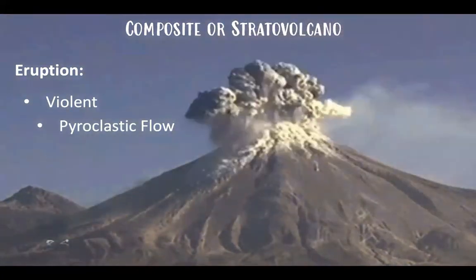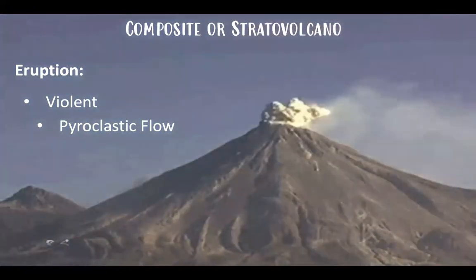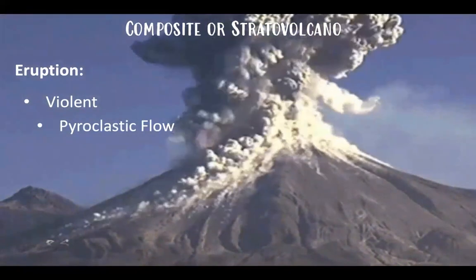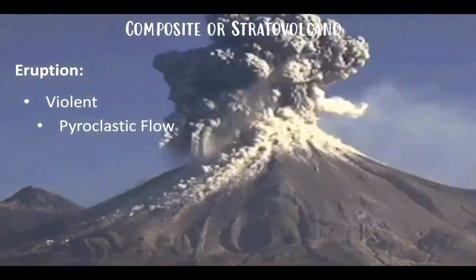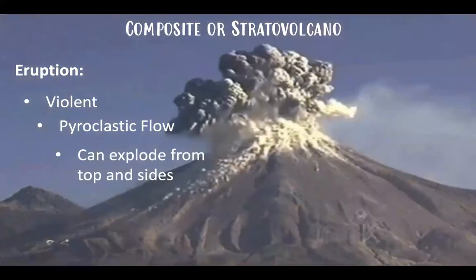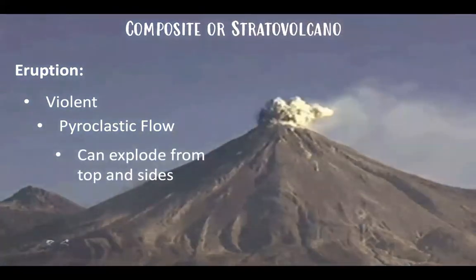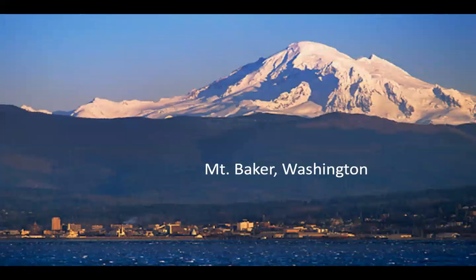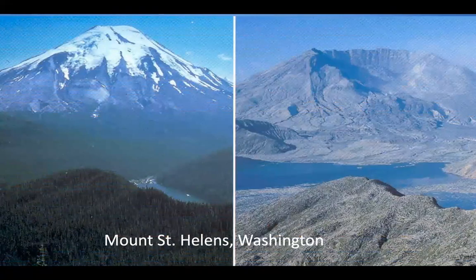We talked about pyroclastic flow and what happens with that: it's lots of toxic hot gas coming down the side of the mountain at really, really fast speeds. It can explode from the sides as well as the top. Mount Vesuvius, a lot of people have heard of Pompeii and that big disaster there. That is a strato or composite volcano. Mount Baker is also, as well as Mount St. Helens. This is a cool picture before and after the eruption.